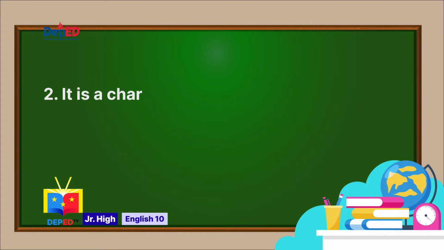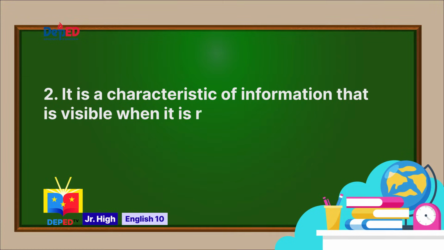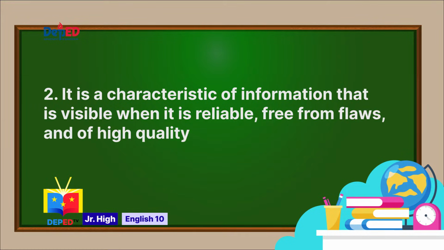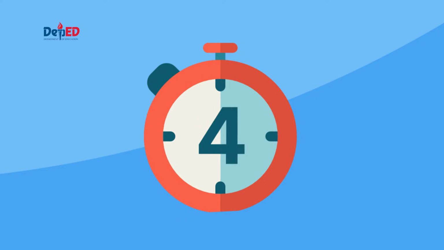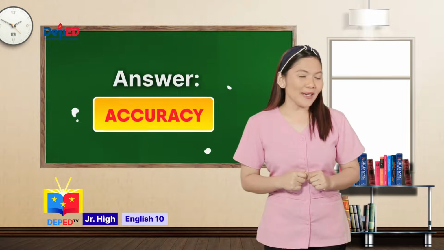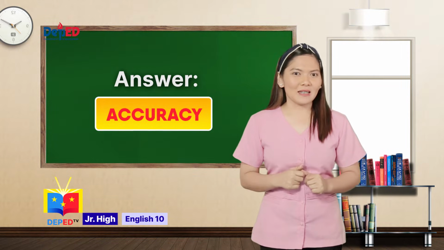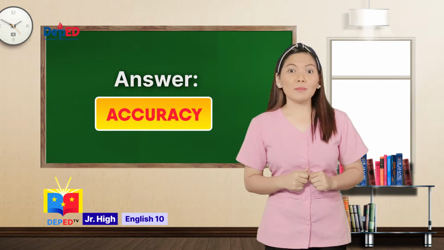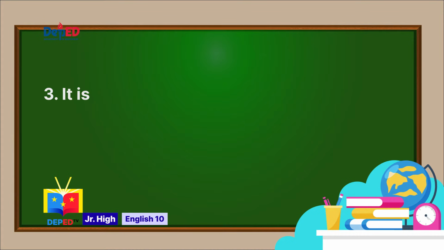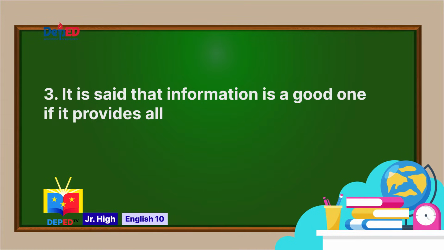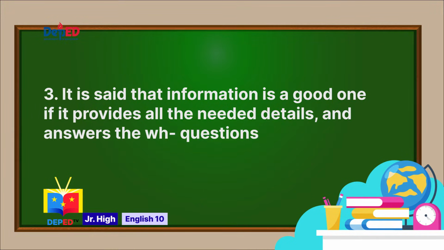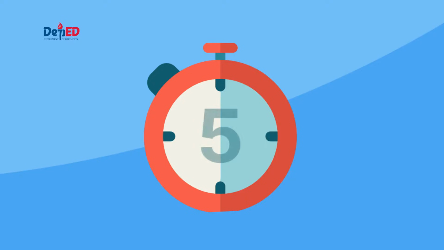Number 2, it is a characteristic of information that is visible when it is reliable, free from flaws, and of high quality. That's right! It is accuracy. Remember, accurate means correct. Number 3, it is said that information is a good one if it provides all the needed details and answers the WH question.